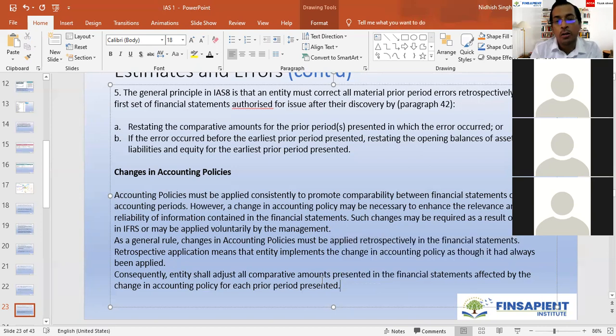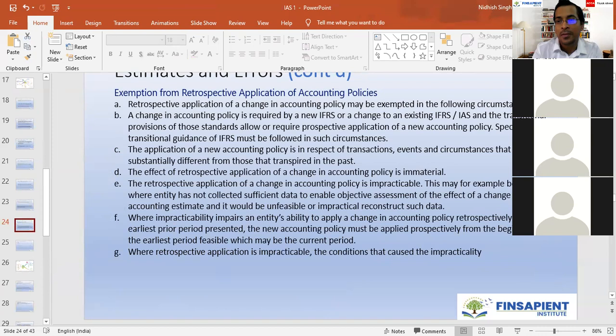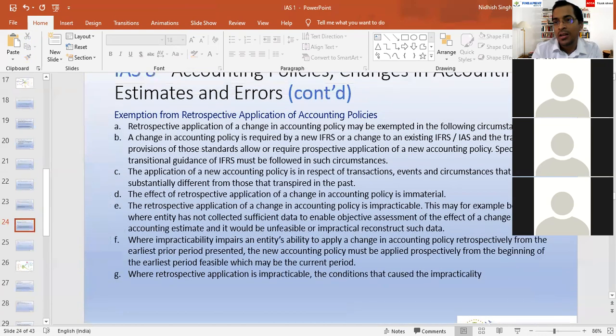Consequently, entities shall adjust all comparative numbers presented in the financial statement. Yes, for the last 2-3 years, we need to restate the entire set of financial statements, not 1 or 2, the entire set. That means including disclosure notes. We need to change everything. Massive work, isn't it? Now imagine so many accounting standards and regulations coming up every year, how much additional effort goes in. It increases the cost, and ultimately those costs are passed on to the investors. Hence, the harmonization and convergence of the accounting standards are needed, and the importance of IFRS is going up and up.